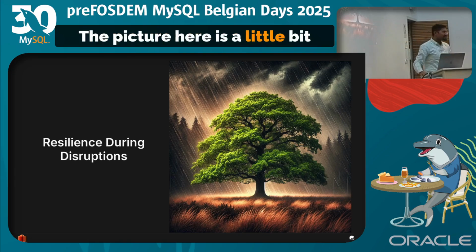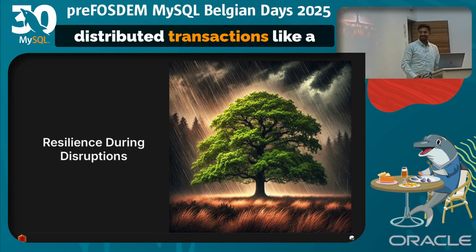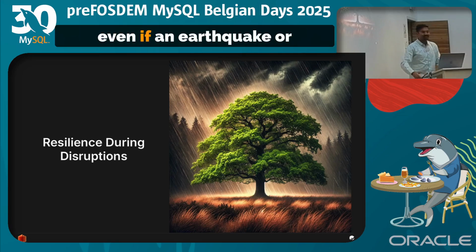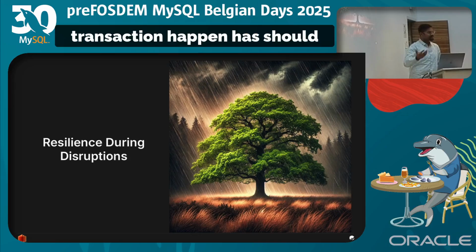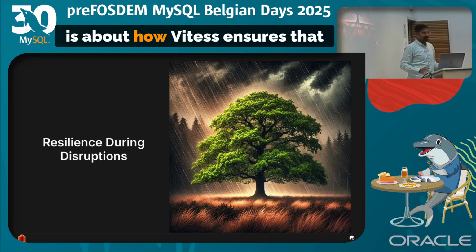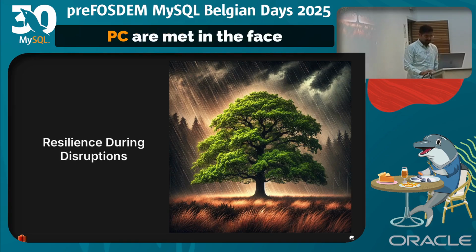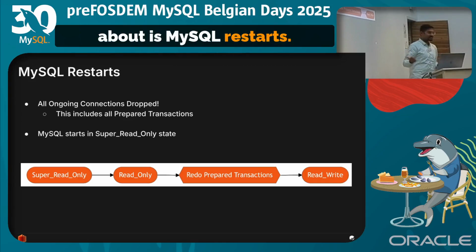The picture here is a little bit of a joke because we basically wanted to imagine our distributed transactions like a tree standing in a storm, that even if an earthquake or lightning strikes, the guarantees that the 2PC transaction has should still stay firm. So this part of the presentation is about how Vitess ensures that the guarantees required by 2PC are met in the face of disruptions. The first one we're going to talk about is MySQL restarts.